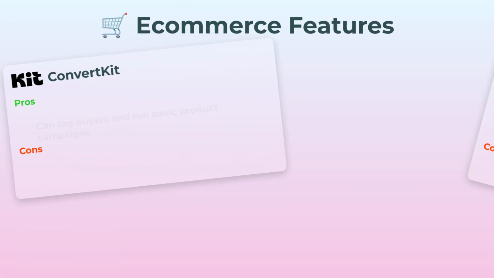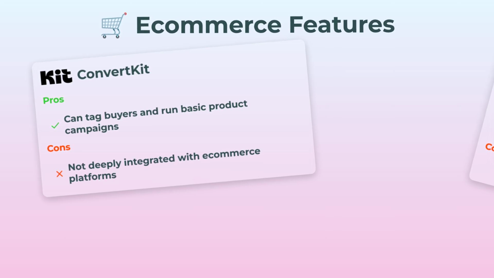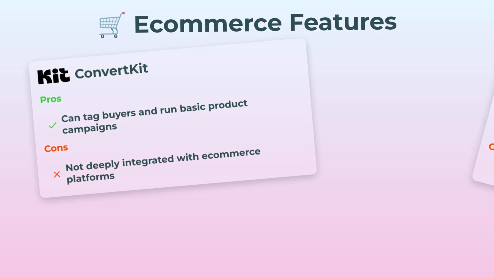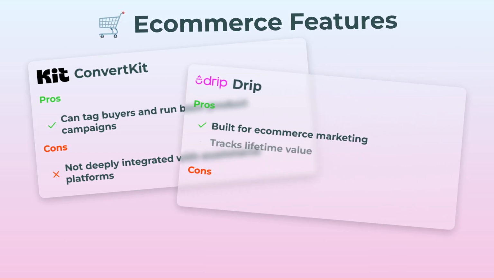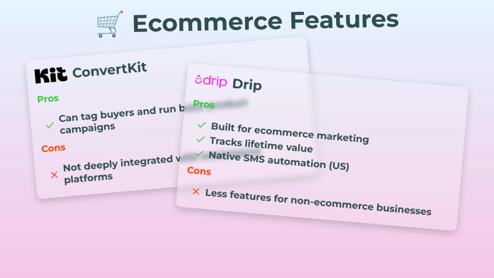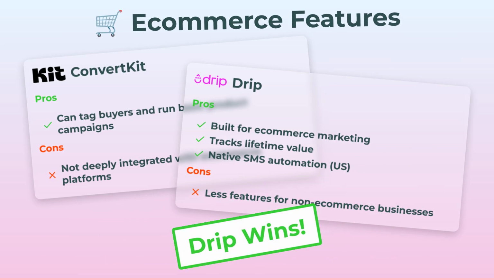All right, let's get to the fun stuff. E-commerce features. With ConvertKit, you can tag buyers and run basic product campaigns, but that's about it. There's no deep integration with Shopify or WooCommerce. Drip? Oh, it's built for e-commerce from the ground up. Tracks customer lifetime value, has native SMS automations if you're in the US, and just overall feels tuned for online shops. If, like, selling online is your jam, Drip easily takes this category.